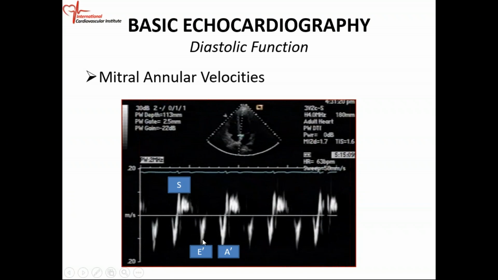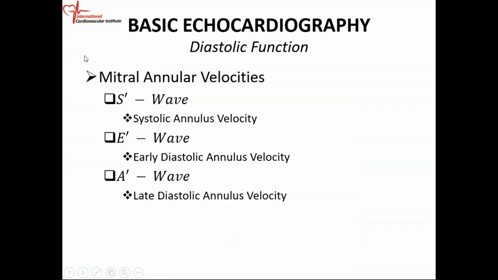In diastole, you get an early diastolic wave and a late diastolic wave. The early diastolic wave we call the E prime. Late diastolic wave we call the A prime. Again, these are the mitral annular velocity tissue Doppler imaging. The same thing, S prime or the S wave. The S prime wave is the systolic annulus velocity, how fast the base of the heart moves up, the speed, okay? All right, so S prime. Your E prime is the early diastolic annulus velocity, and your A prime is the late diastolic annulus velocity.